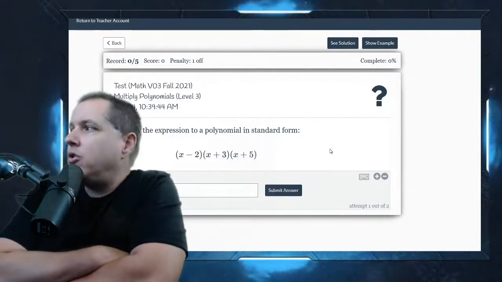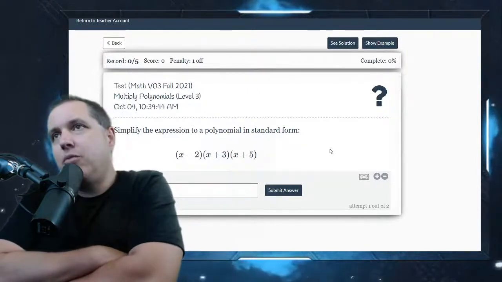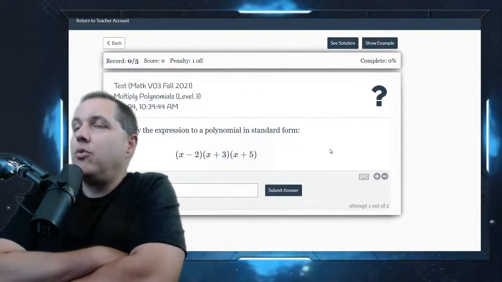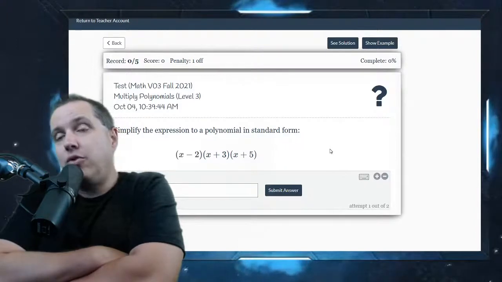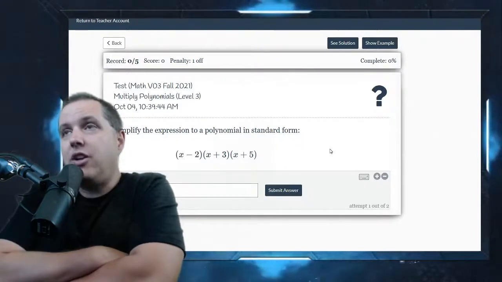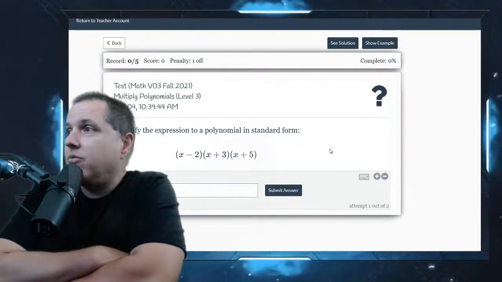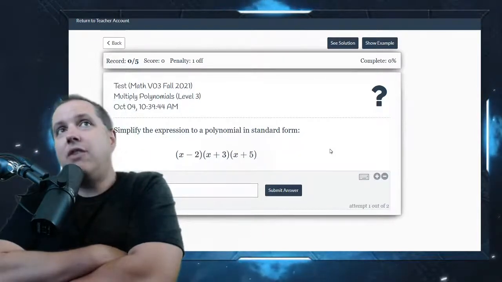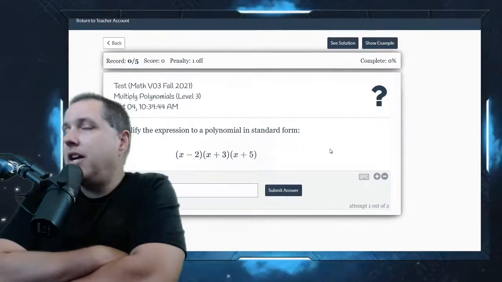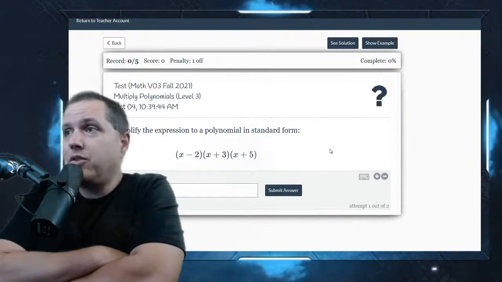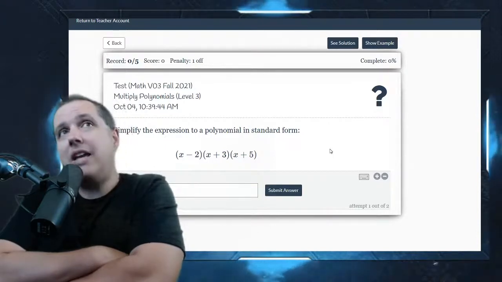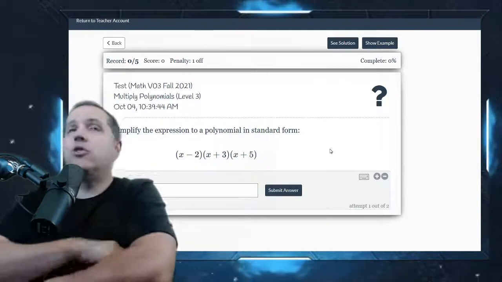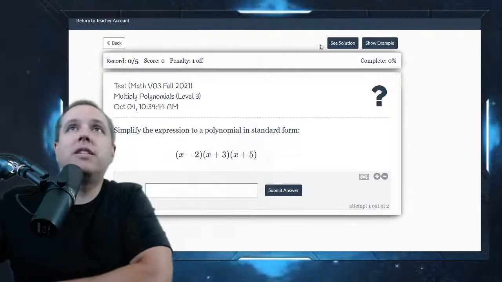Well, what would you do if I gave you 3 numbers and told you to multiply them together? You probably would take the first 2 numbers and multiply them, and then you would multiply by the 3rd number, right? There's no special technique for multiplying 3 polynomials. It's that you multiply 2 polynomials together, and then you multiply that by the 3rd polynomial. So when you're trying to do this problem here, in fact, let's see the solution.